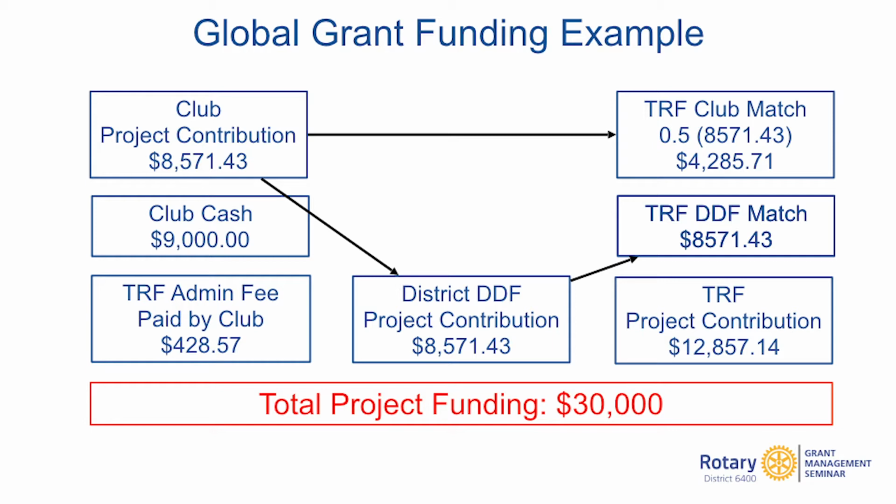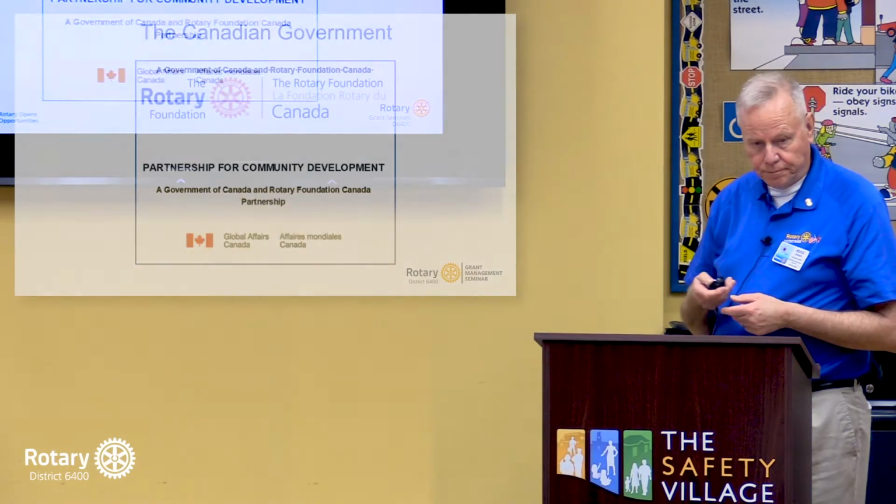So it's very straightforward. They do all of this in the end in US dollars. So there's always conversion going on if you start out with Canadian dollars. So very simply, your club money at 50 cents, the DDF from the district at $1. And in this example, $8,500 from you, $8,500 from the district, will get you the $30,000 minimum project. So for less than $9,000, you can do a $30,000 project.